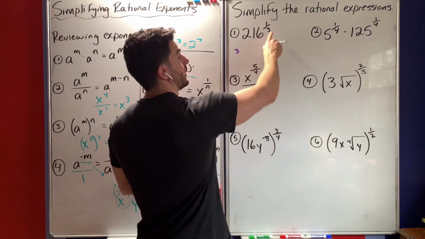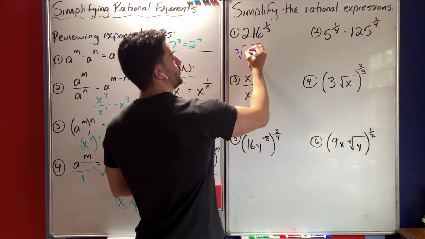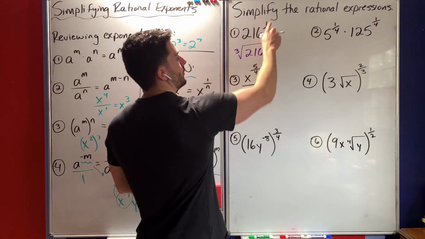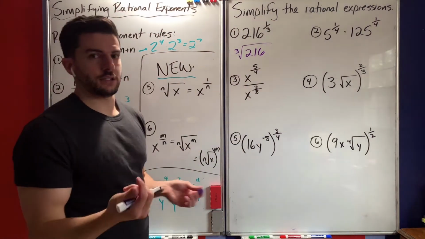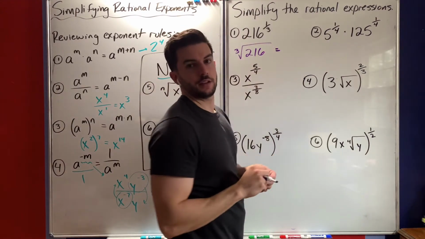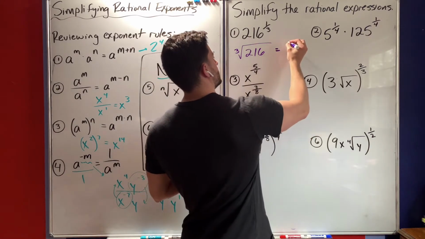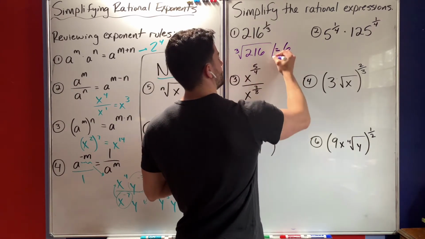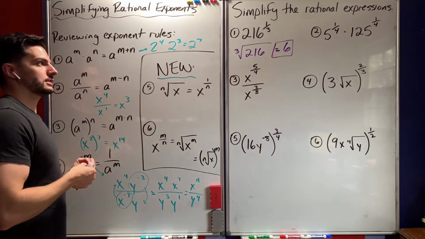And again, the denominator is my index. So really, this is saying the cube root of 216 to the 1st power. And I don't really need to write that, okay? And then you could just simplify. Cube root of 216, or what times itself equals 216. And that ends up being 6, exactly. 6 times 6 times 6 is 216.